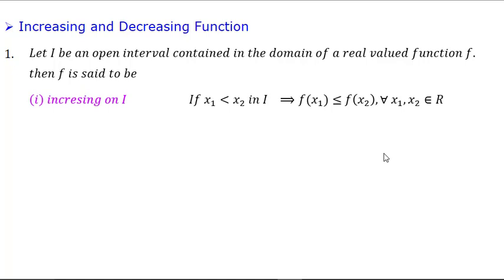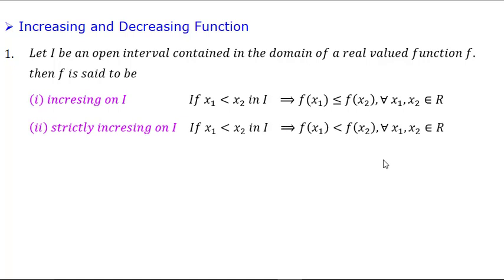So what it indicates is that if the value of x1 is less than x2, then definitely f of x1 is less than or equal to f of x2. That means as the value of x is increasing, the value of f of x is also increasing, so my function is increasing. Now I will say that it is strictly increasing on I if x1 less than x2 in I implies that f of x1 is less than f of x2 for all x1, x2 belonging to real numbers.